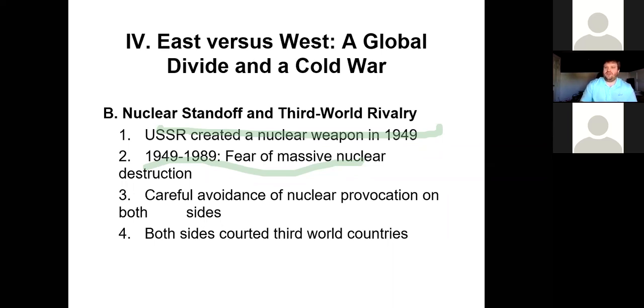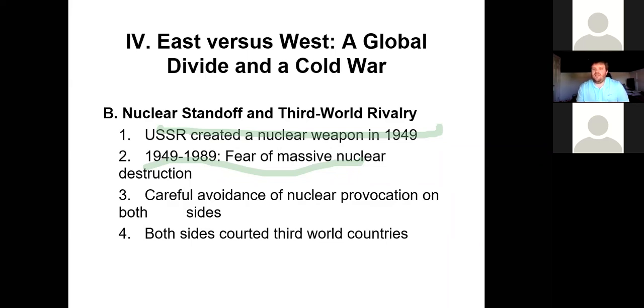Both sides knew how serious their destructive power was, and they were careful to avoid any nuclear provocation, especially after the Cuban Missile Crisis. Avoidance of any direct military confrontation also was an issue. They didn't want to actually fight Americans versus Soviets because it might turn into a nuclear war.